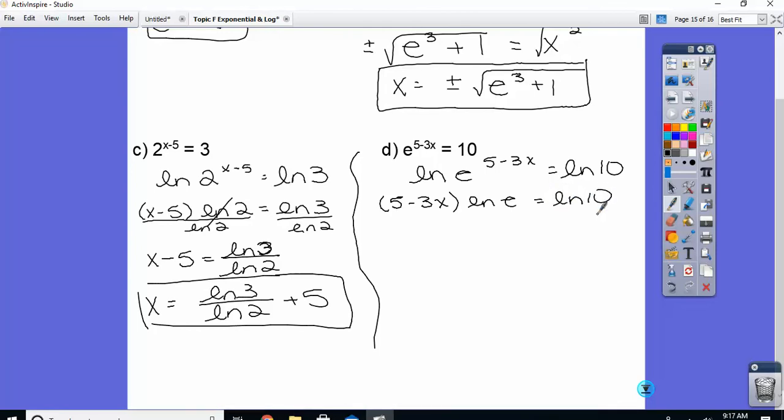What is the natural log of e? 1. Natural log is log base e. It's like saying e to what power equals e. It's just a 1. So really that goes away. So you just have 5 minus 3x equals the natural log of 10. So subtract your 5, divide by negative 3.